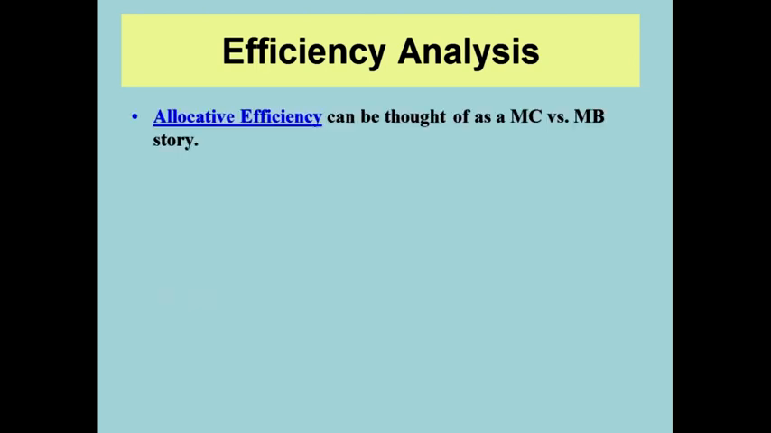Now, allocative efficiency can be thought of as a marginal cost versus marginal benefit story. And as I've said many times, I know I sound like a broken record, but much of what we do in this class is some version of marginal cost, marginal benefit. Well, here's another example.